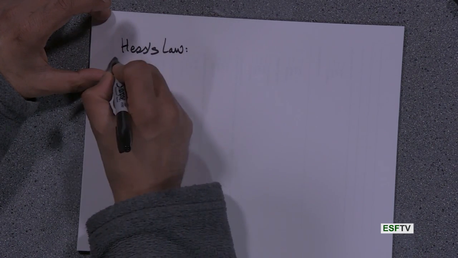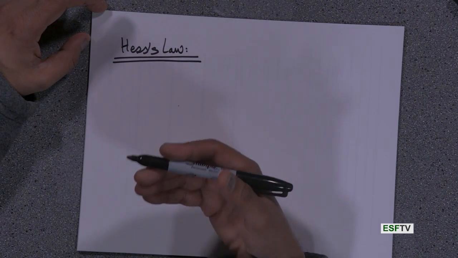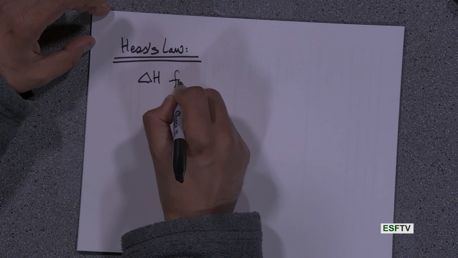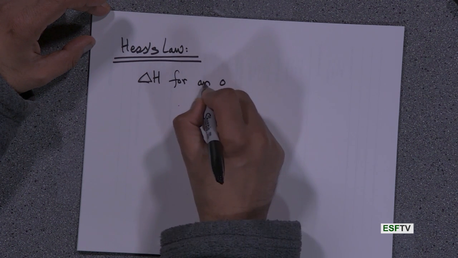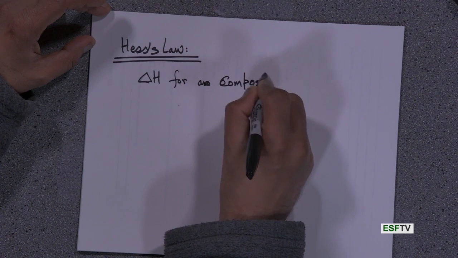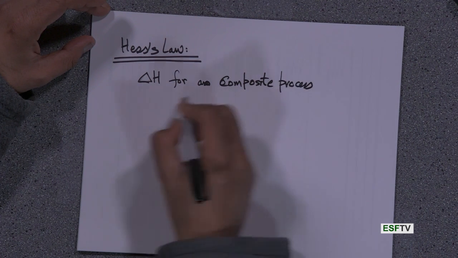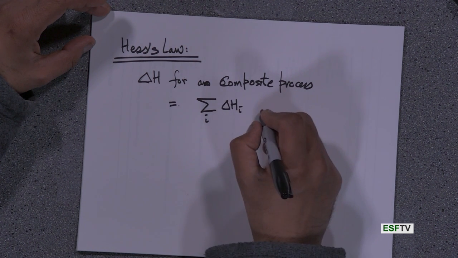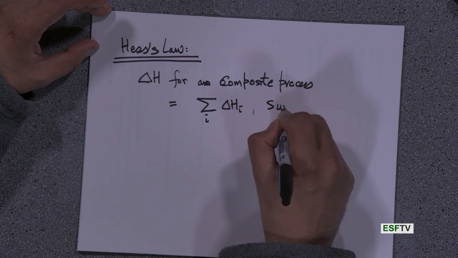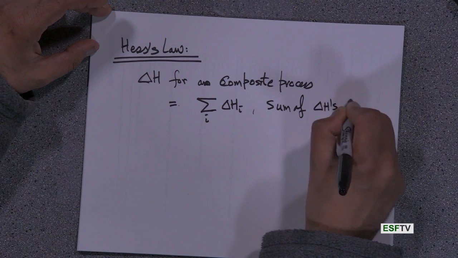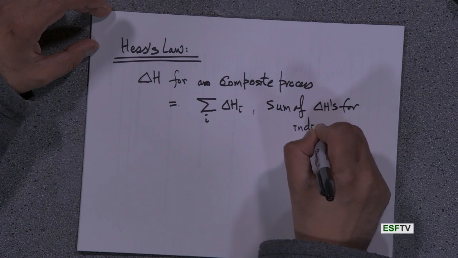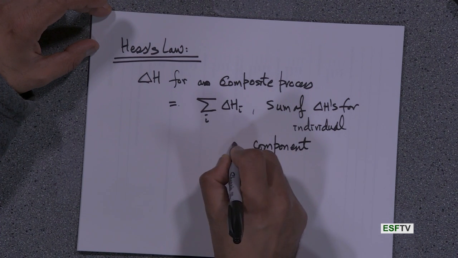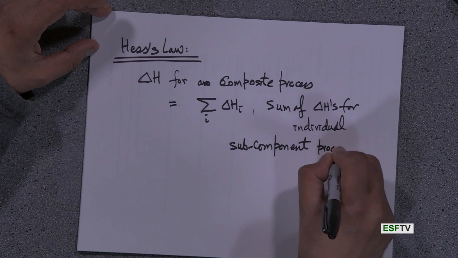Hess's law. Now this law is simple enough that when you look at it, it is a little surprising it's actually given a name, but what it tells us is delta H for a composite process equals the sum over, say, subscript i of delta H sub i, the sum of delta H's for individual component subprocesses.